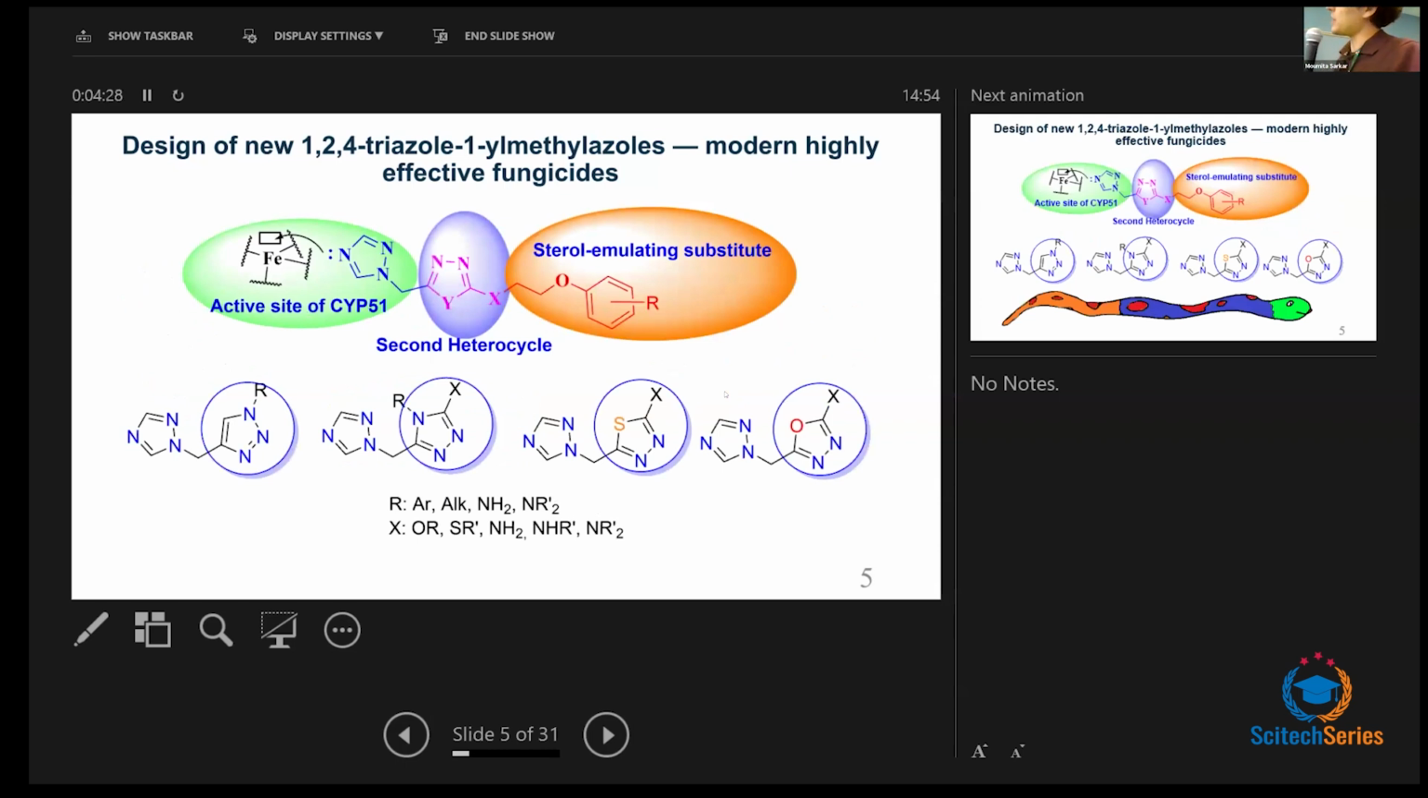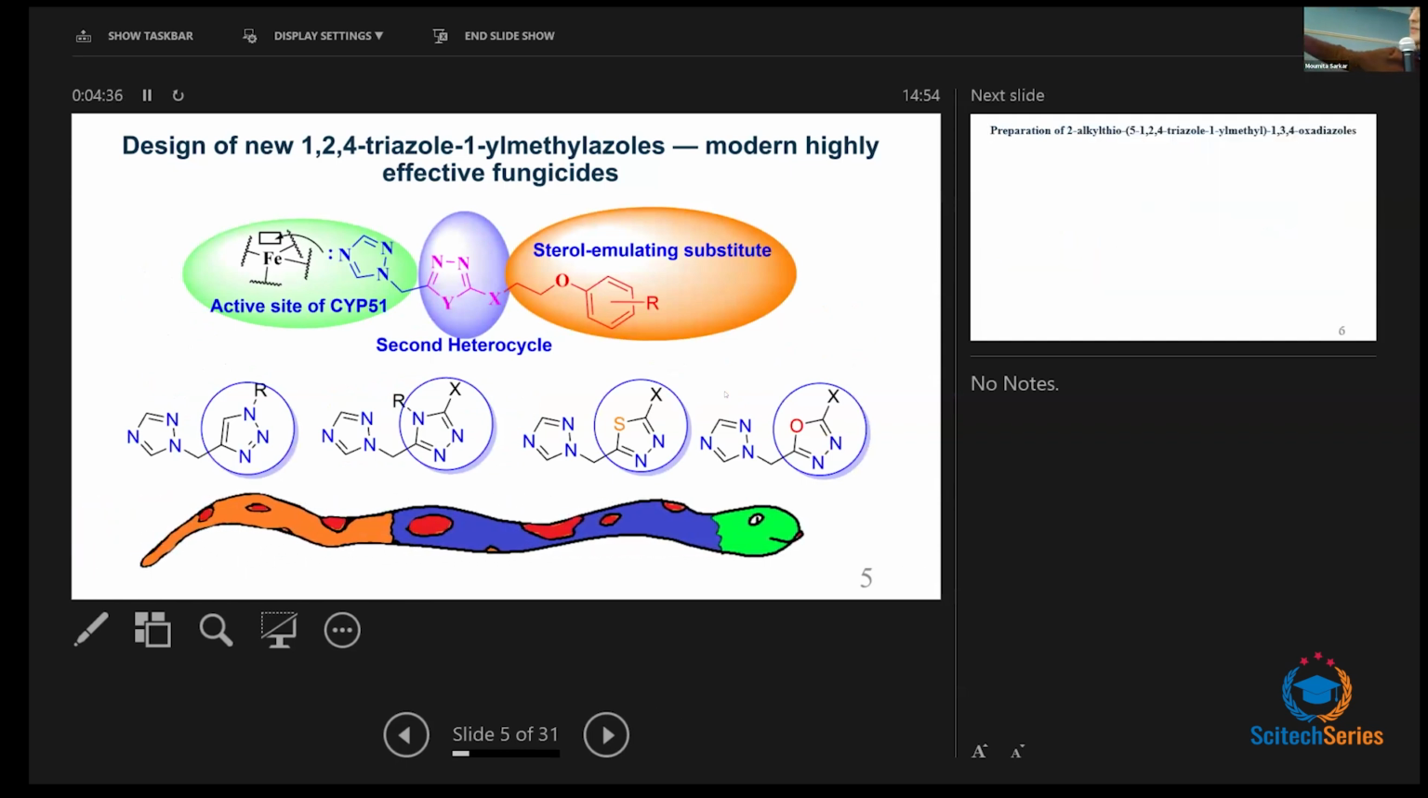For example, this linear structure can be shown like this one with pharmacophore 1,2,4-triazole, one more second heterocycle, and sterol emulating substitute. I think it's a big snake with three parts. For example, head is pharmacophore group, main part is second heterocycle and sterol emulating tail.